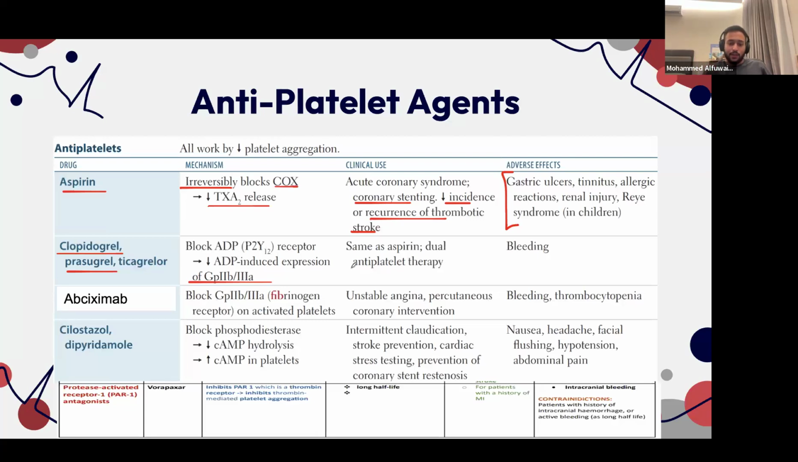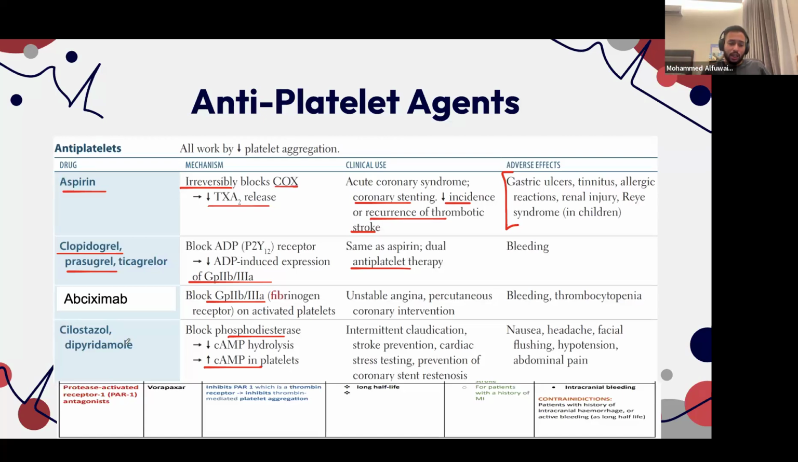This is usually given as dual antiplatelet therapy with aspirin, okay? Then we have abciximab, okay, monoclonal antibody, I think. It blocks the GP2B3A receptors, and this basically decreases the platelet aggregation. Again, for unstable angina and all that stuff. Then you have the phosphodiesterase inhibitors, which will increase cyclic AMP, which will decrease platelet aggregation and activation.